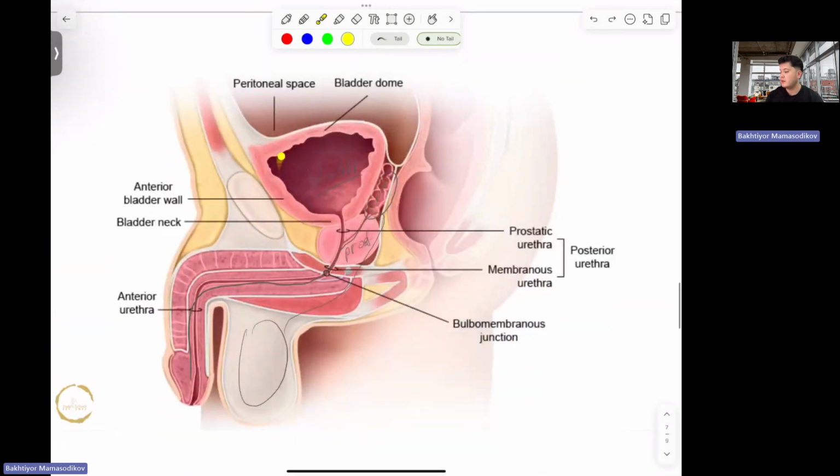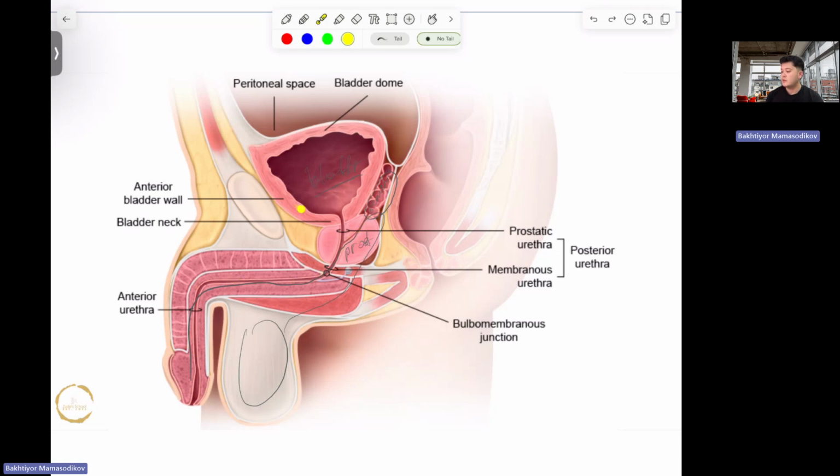And here you can see the bladder. This is the urinary bladder. This is the prostate, and this is the seminal vesicle. Here you can find the testes. And from the testes, through the vas deferens, they go to the urethra. Through the urethra, they go outside.